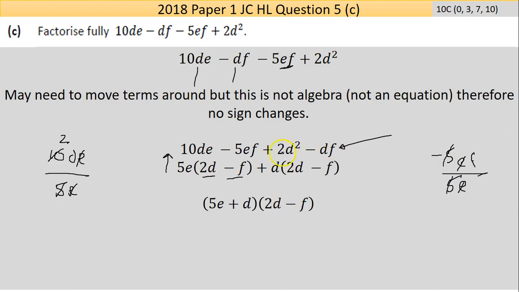Let's continue to the other two terms. And in the second half of the expression, D is common to both terms, so I can pull that out. So 2D squared divided by D would leave you with 2D. Minus DF divided by D would leave you with minus F. Now, I'm done. Just need to express it in a way that makes more sense. And I'm basically putting the 5E plus D in brackets and the 2D minus F in brackets, so that if I wanted to reverse it, I could multiply them and go back to the previous step.